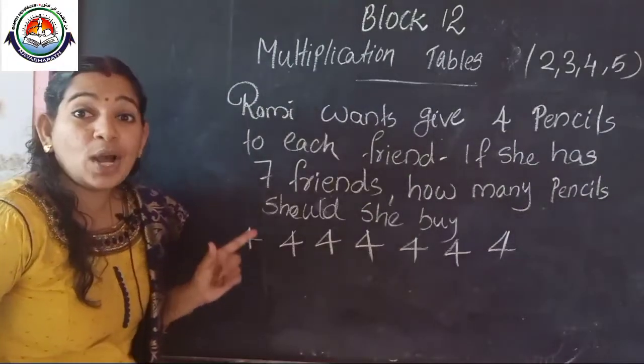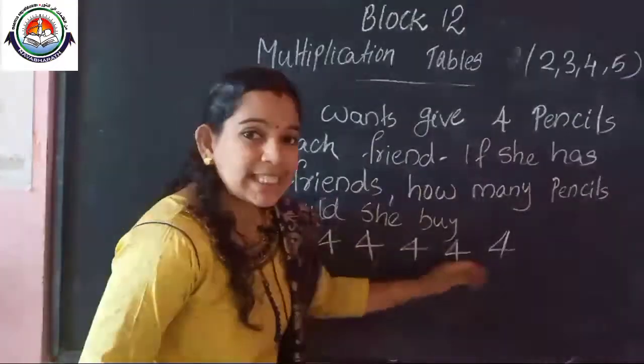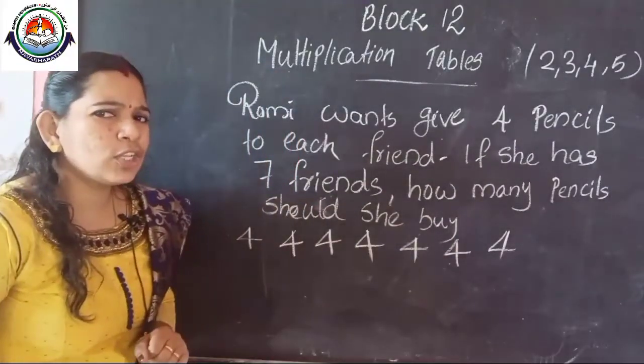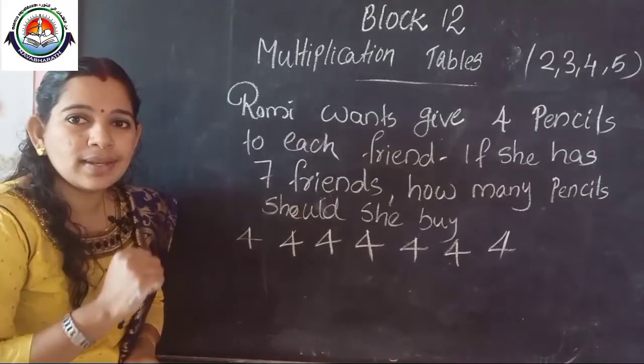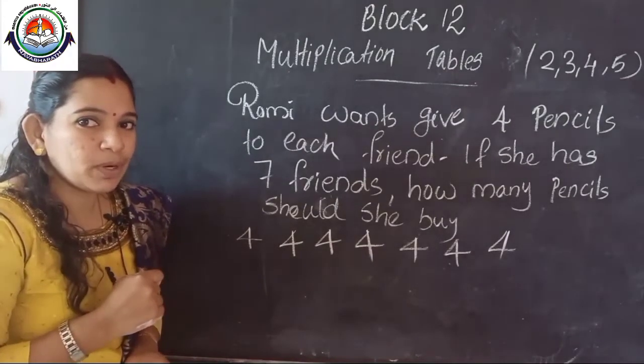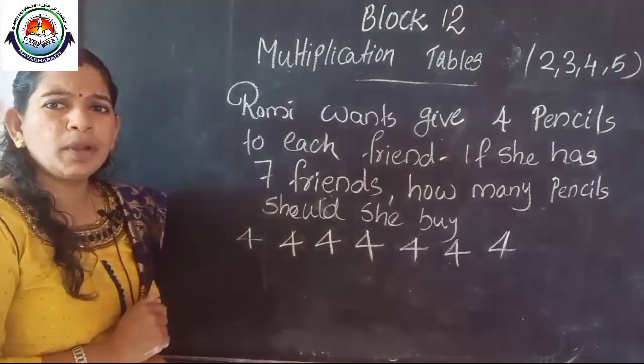So here how many groups are there? 1, 2, 3, 4, 5, 6, 7 groups are there. In each group how many pencils? 4 pencils. Then this is a multiplication problem? Yeah. But this is a story problem.